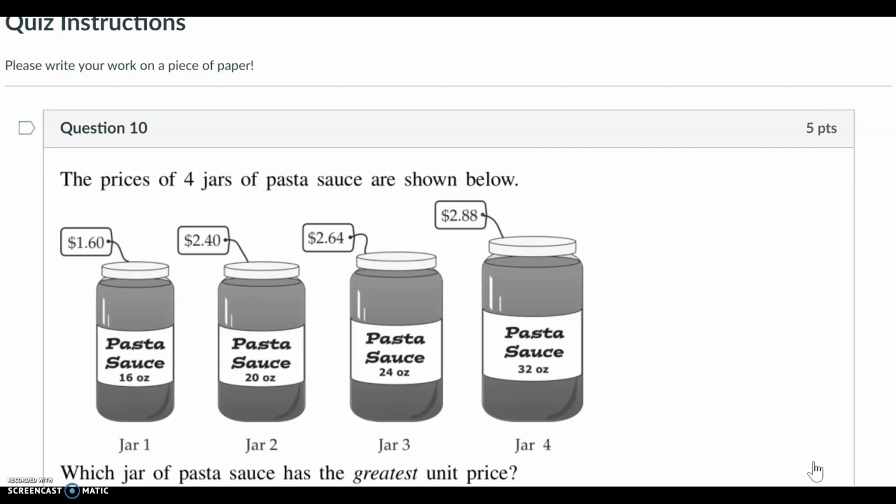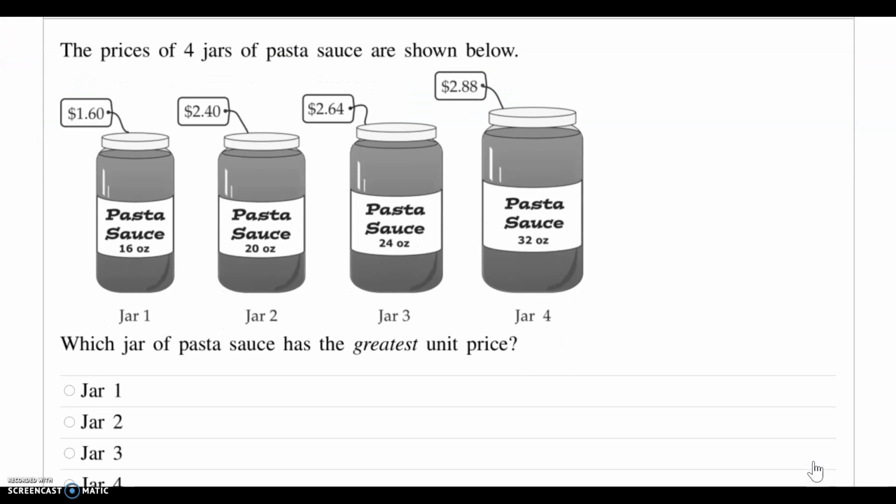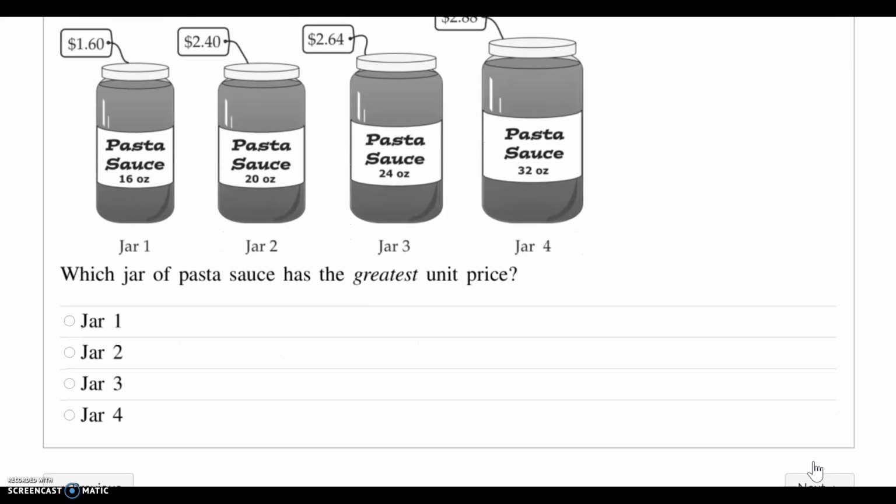Question 10. The prices of 4 jars of pasta sauce are shown below: $1.60, $2.40, $2.64, $2.88. Which jar of pasta has the greatest unit price? Jar 1, jar 2, jar 3, jar 4.